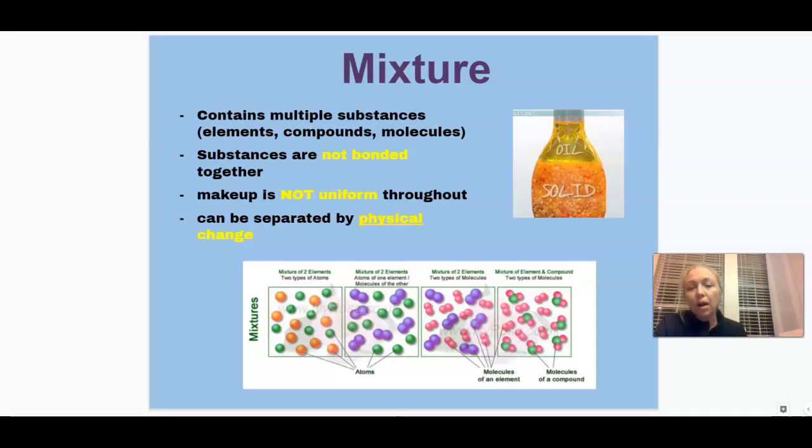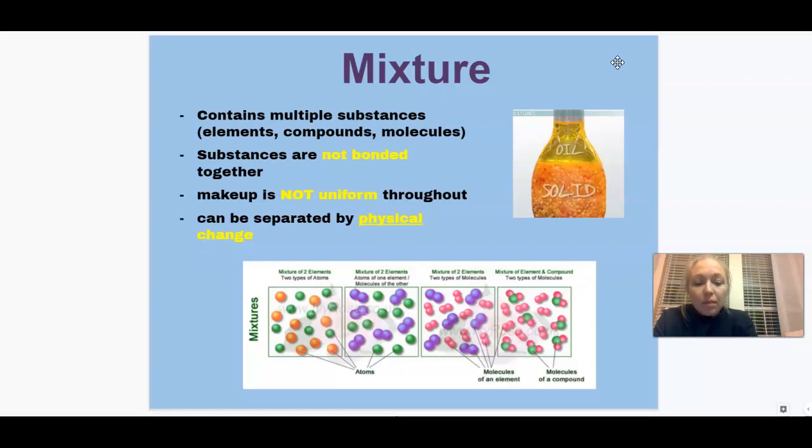Okay, so the new content for today then is mixtures. What you need to understand about mixtures is that mixtures can sometimes look uniform, but they're not uniform when we talk about the chemical makeup.